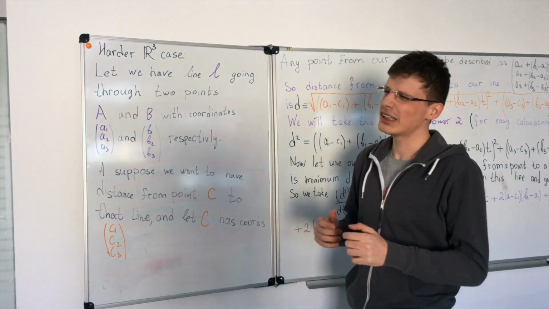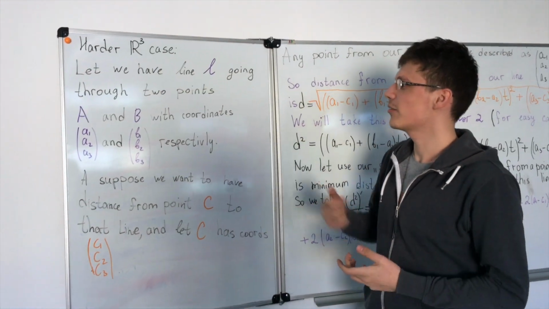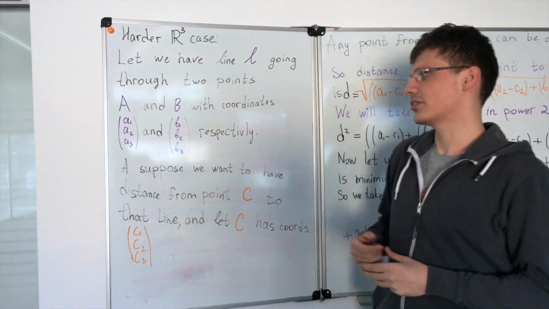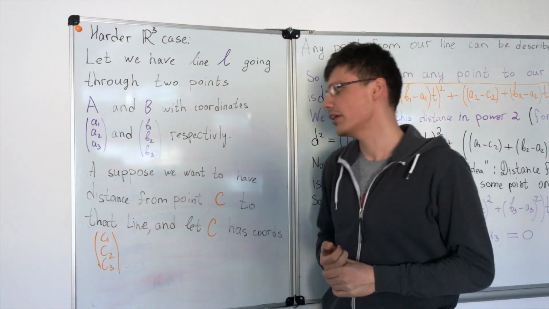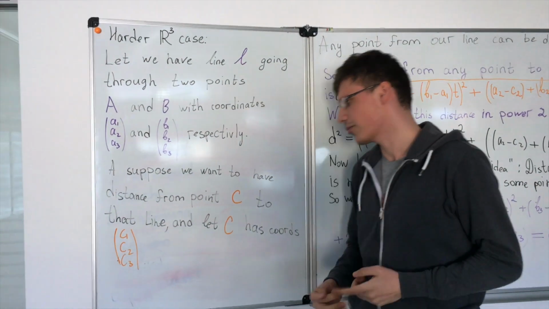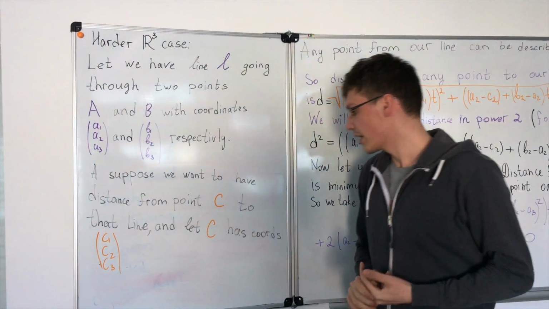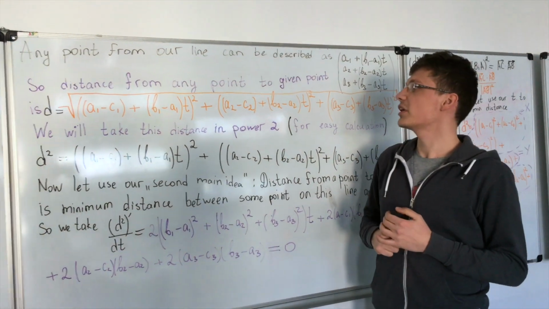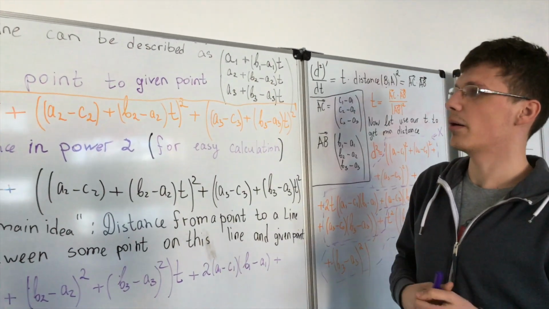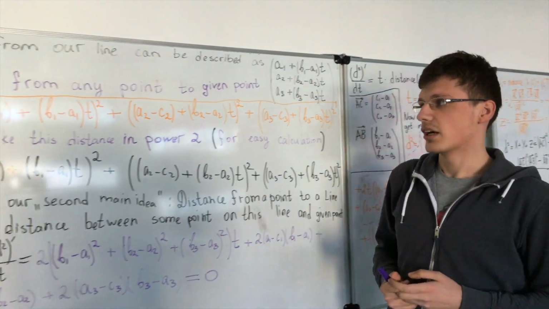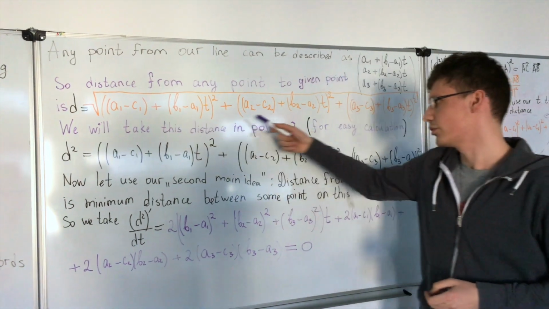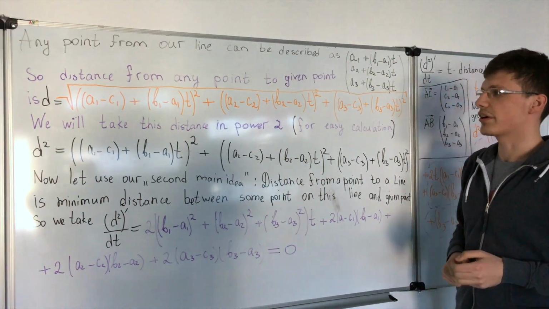Now let's speak about a little bit harder R3 case. Let's say we have a line going through 2 points A and B with coordinates A1, A2, A3 and B1, B2, B3 respectively. Suppose we want the distance from point C to that line, and let's say it has coordinates C1, C2, C3. Now, any point from our line can be described as such a list of coordinates with some real number t. So the distance from any point to the given point can be described as d, which is equal to such a formula, as it was described earlier.